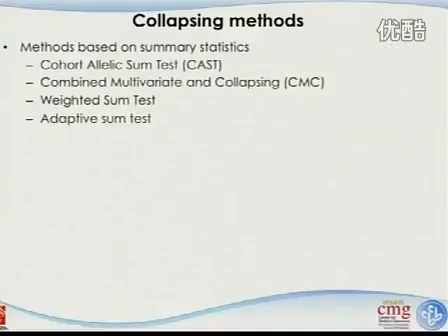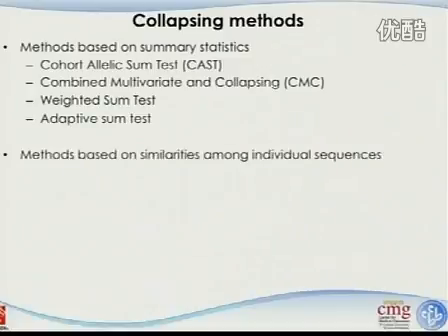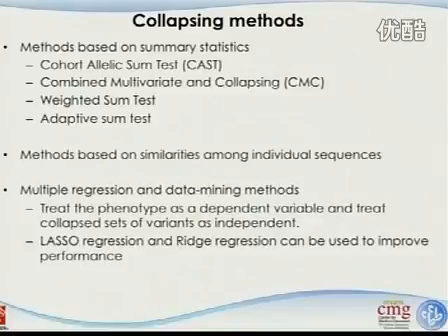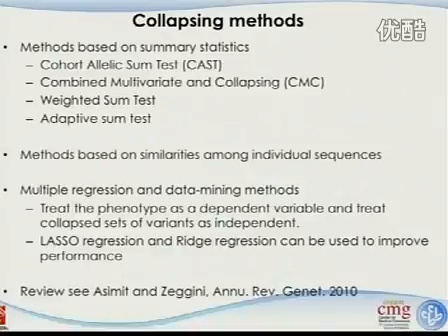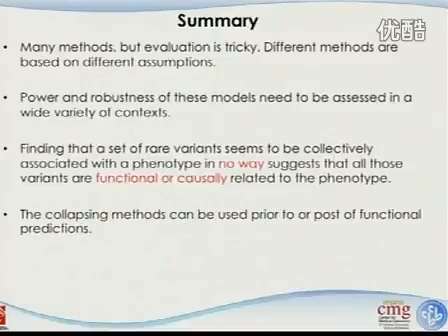There are a lot of different variations on the collapsing methods, and generally these are methods that fall into the category based on summary statistics. There are also methods based on similarities among individual sequences, and methods based on multiple regression and data mining. I'm just listing them here, and I don't require you to know too much about this area, but my hope is that once you get the data, you know where to look for help. There's a big research area on rare variant association studies, which can be pretty difficult. There's a very good review published in Annual Review of Genetics last year, so feel free to go through that. The summary for this part is: many methods, but evaluation is really tricky.